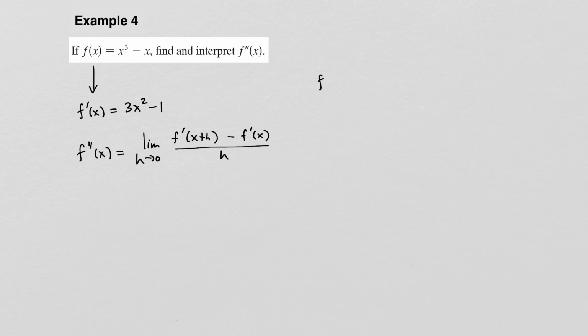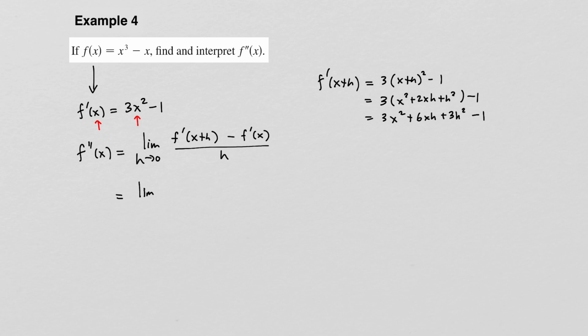So what is f prime of x plus h? Well, f prime of x is 3x squared minus 1. So f prime of x plus h is going to be 3 times x plus h squared minus 1. And if you multiply this out very carefully, so make sure that you FOIL here and then distribute the 3. This is f prime of x plus h. And now we can come down here and we can plug that in.